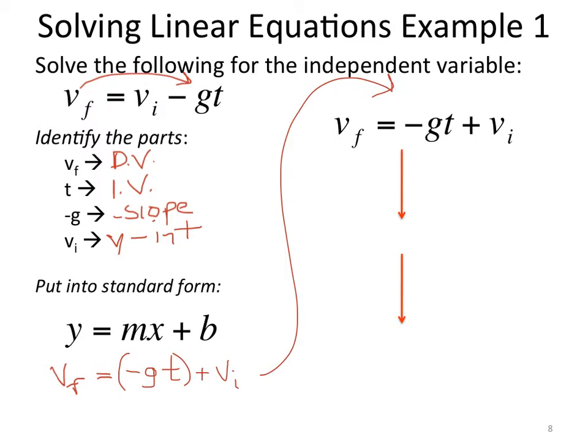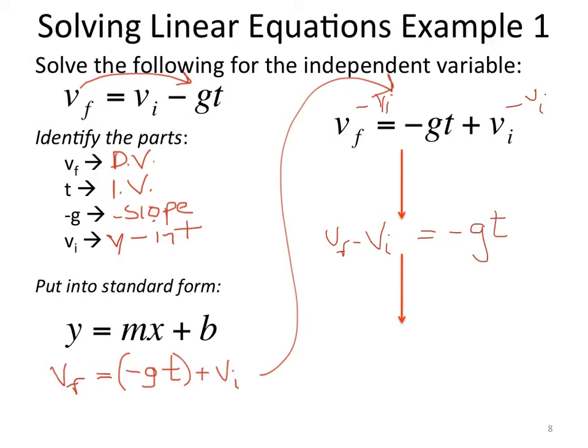So let's solve for the independent variable, solve for that t right there. First thing we need to do is get this vi away from everything else. Since it's currently being added right here, let's subtract it from both sides. Minus vi, so that becomes 0 and goes away, but that means we need to have a minus vi on this side. So it's going to be v final minus v initial equals negative gt.